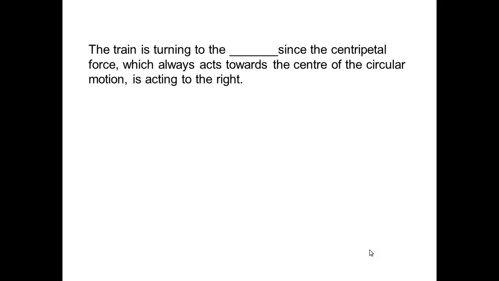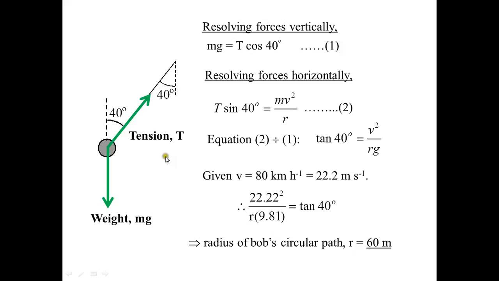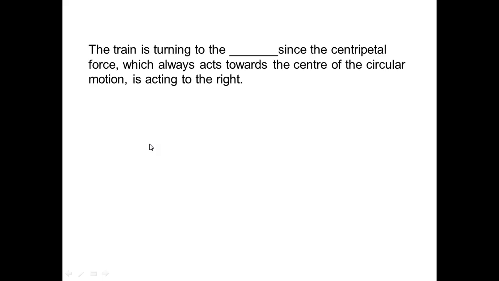In part B, you're asked to deduce the direction. Notice from our calculation that when we resolve the forces, there is a resultant force given by T sine 40. So the resultant force is to the right. And we know that the resultant force is a centripetal force, which must always act towards the center of the circle. So the train must be turning right, because the center of the circle is to the right, since the centripetal force is to the right.